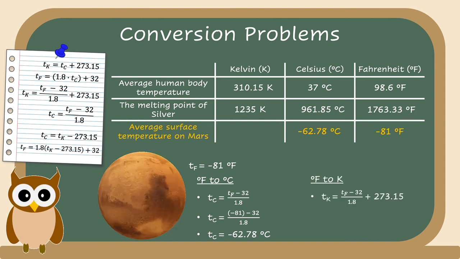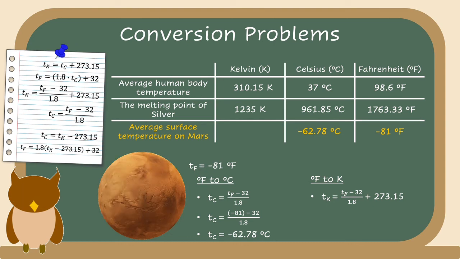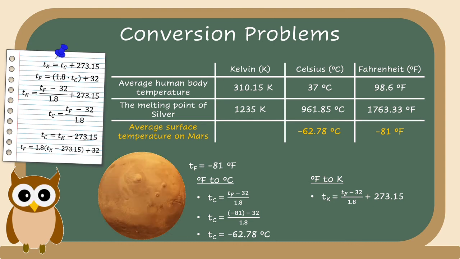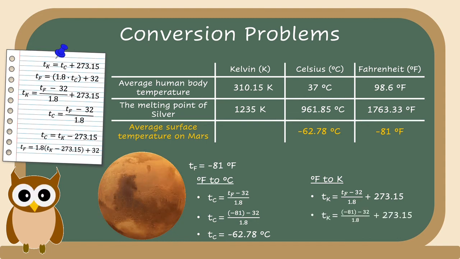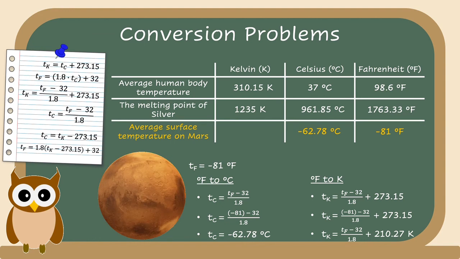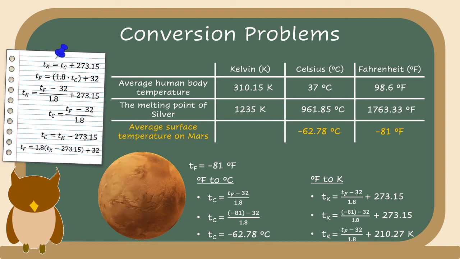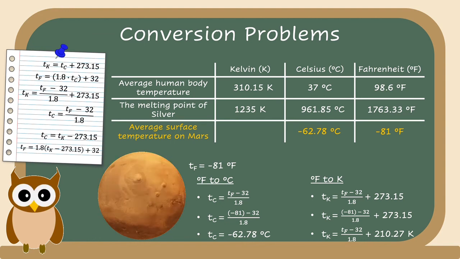And then to get to Kelvin, we can take the value of negative 62.78 and then add 273.15. This gives us a temperature in Kelvin of 210.27.